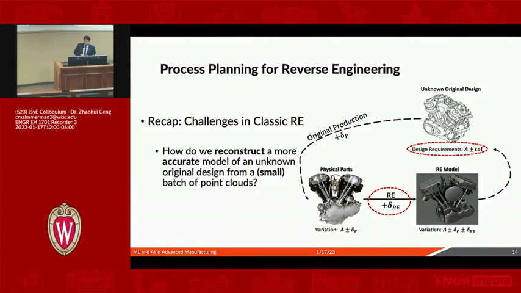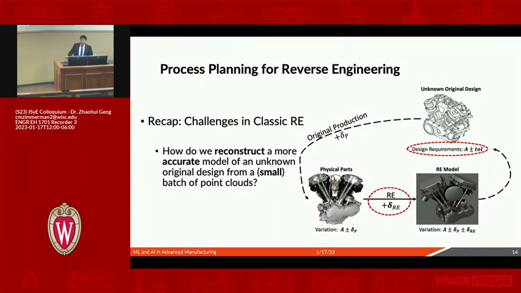In other words, our objective regarding reverse engineering is how to reconstruct the original design, and how to quantify the uncertainties in the estimation of this original design with a relatively small batch of point clouds. In real practice, generally we have a limited number of scans and a limited number of parts. So that's why we need a way of dealing with this small batch of point clouds.